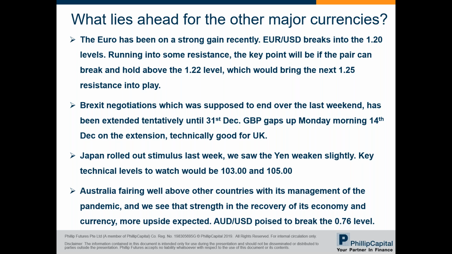For the yen, Japan rolled out stimulus last week. We saw the yen weaken slightly due to the money supply, obviously. So some key technical levels to watch would be 103.00 and 105.00 for the dollar yen.